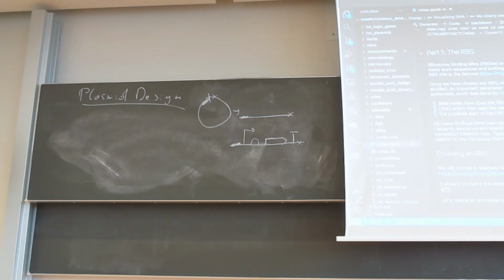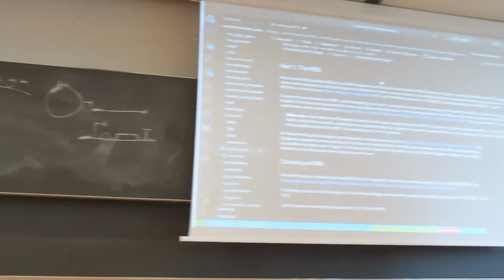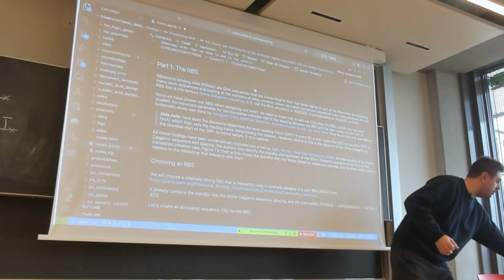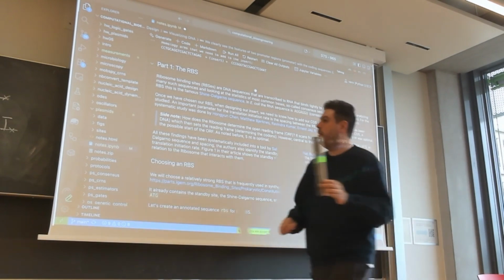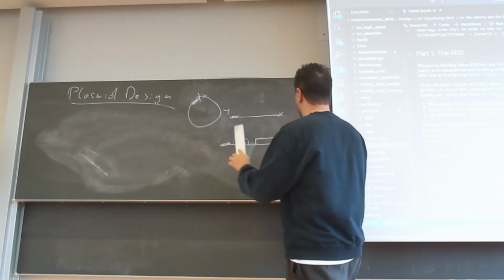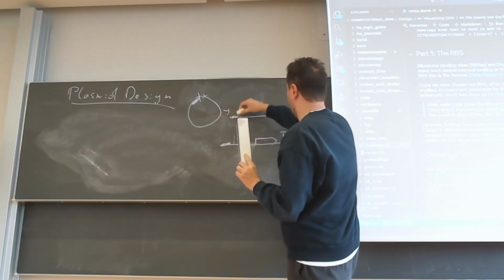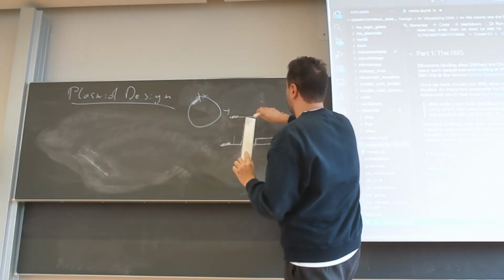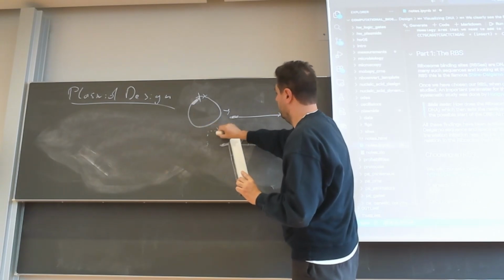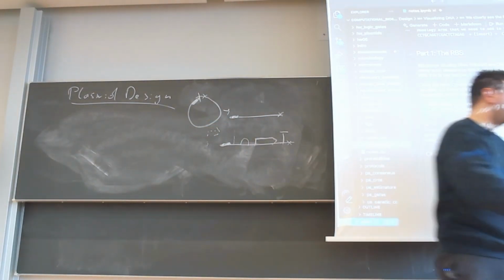So what are we choosing? Wait, sorry, I made a mistake here. Let me correct it. We don't, of course, need the promoter because that's already waiting for us on the construct. I mixed up the directions here, but it's waiting outside for us.